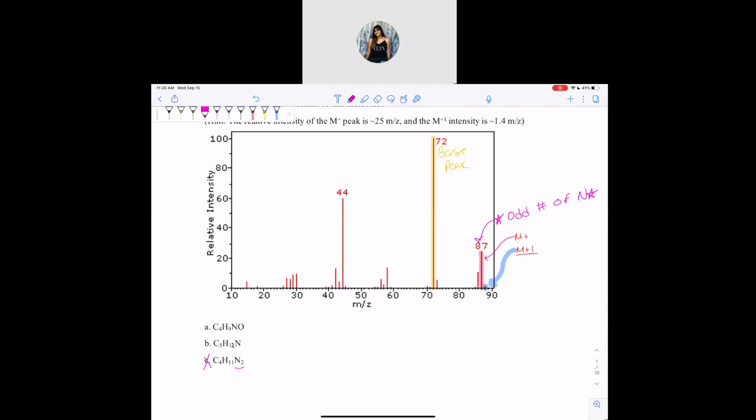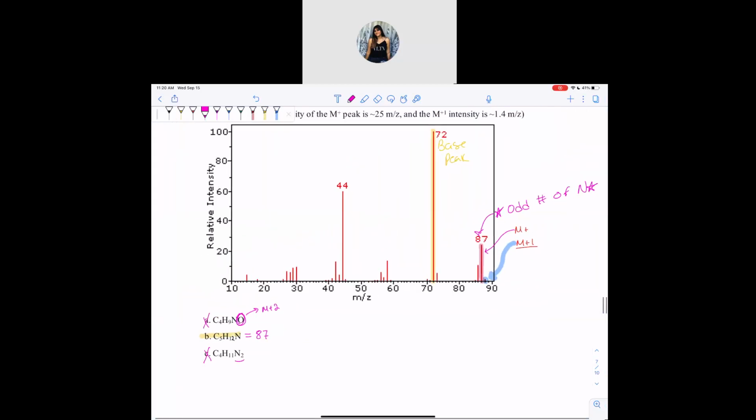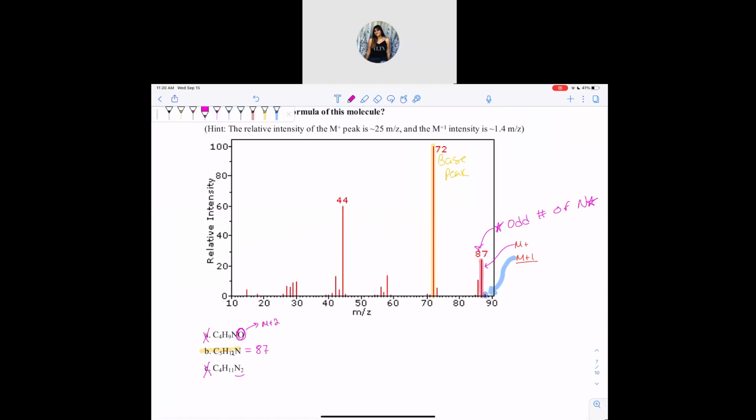And then there's 2 ways I want you to think about answer choice A and B, right? First of all, you can go ahead and count the mass and make sure they line up, but also you could think there's an oxygen here. Oxygen would be represented by an M+2 peak. Since we don't have an M+2 peak, we can get rid of answer choice A, and we know answer choice B is correct. If you go ahead and do the math, you will find that this equals 87 mass units. Ta-da!